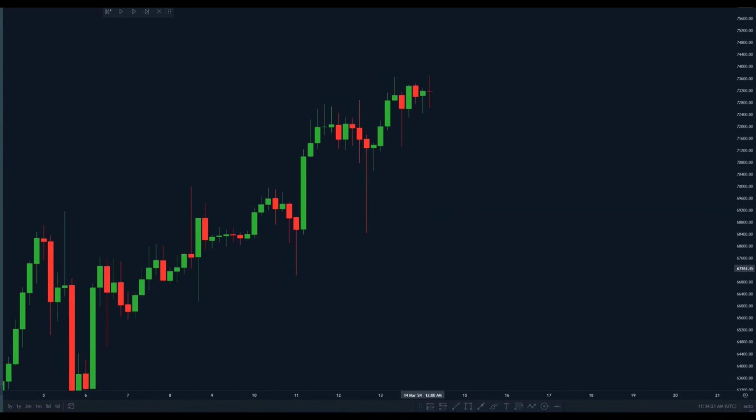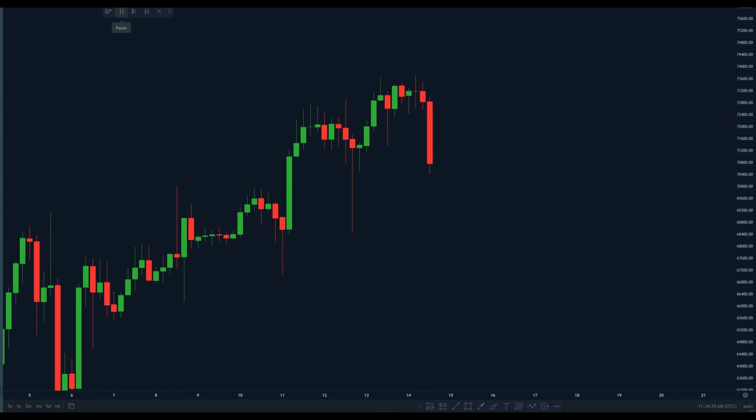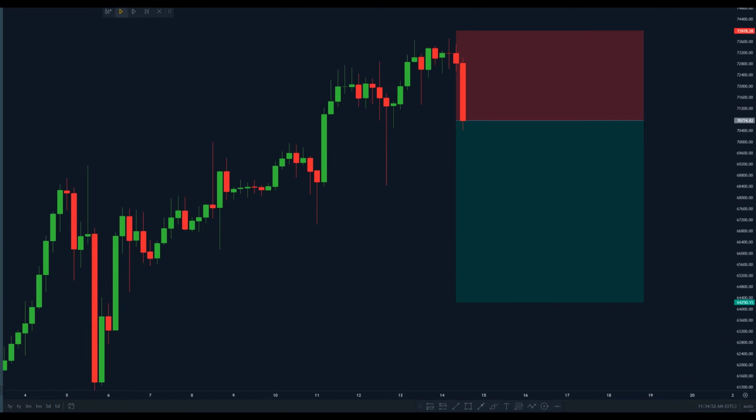Here's an example. The price is in an uptrend, and we have a doji candle here at the top, and we will wait for the next candle to break the low and close below the low of the doji. And here we have a big red candle that has closed below the low of the doji, so we will open a short trade here.